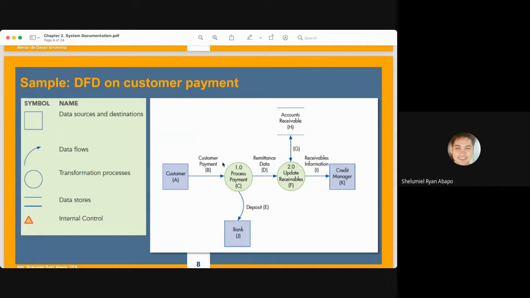And later on, the destination will be the credit manager, which will now be updated of the payments made by the customer, and will now inform the credit manager that this particular customer has indeed paid timely or regularly the accounts receivable.